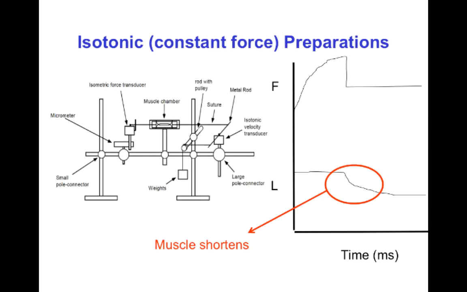The other type of experiment is an isotonic experiment or constant force experiment. And one way to think about a muscle holding on to a constant force is attach a weight to a muscle. Then the force is constant regardless of whether the muscle shortens or gets longer. Normally the way the isotonic experiment is done is that you first of all start to generate force isometrically by tetanizing the muscle. So this is time on this scale here. The length is being held constant here.